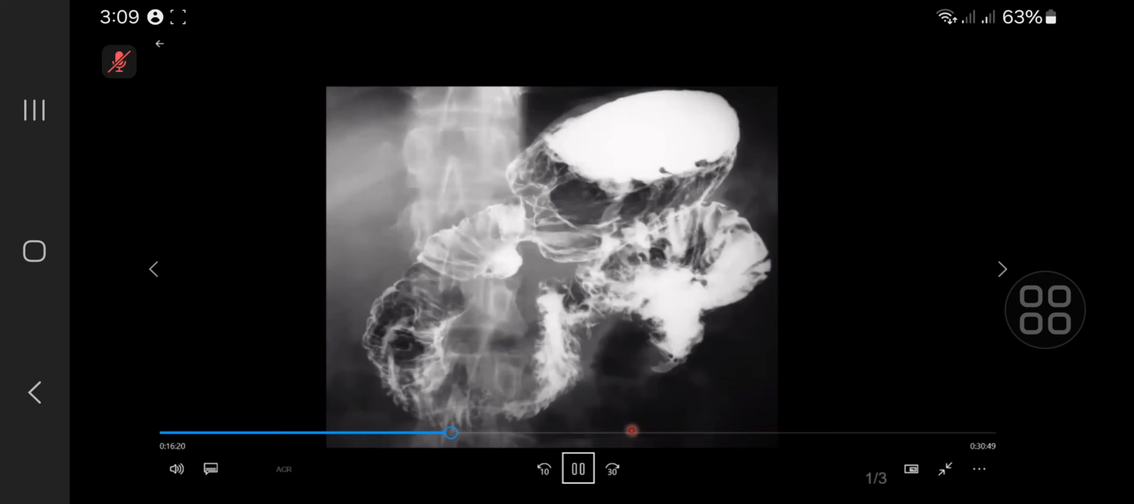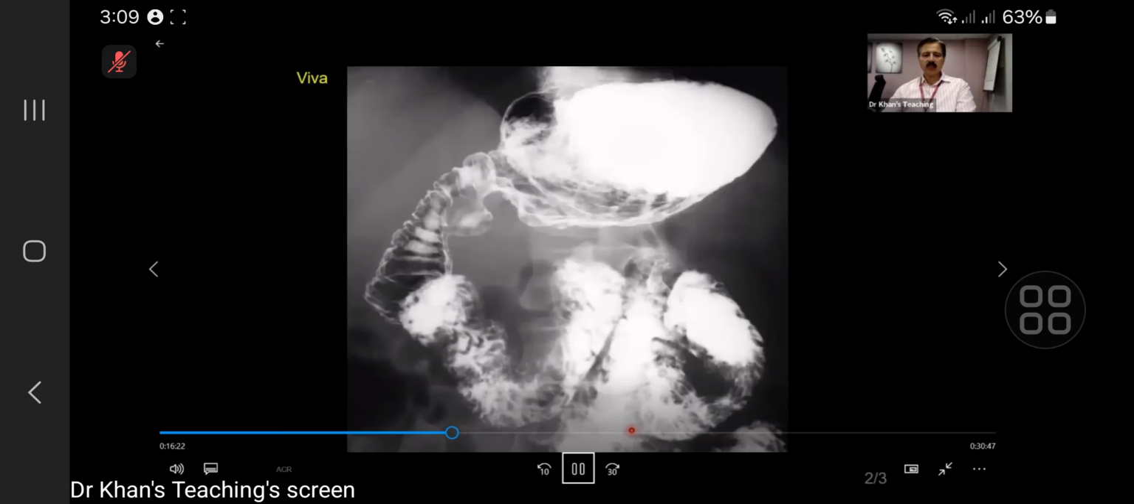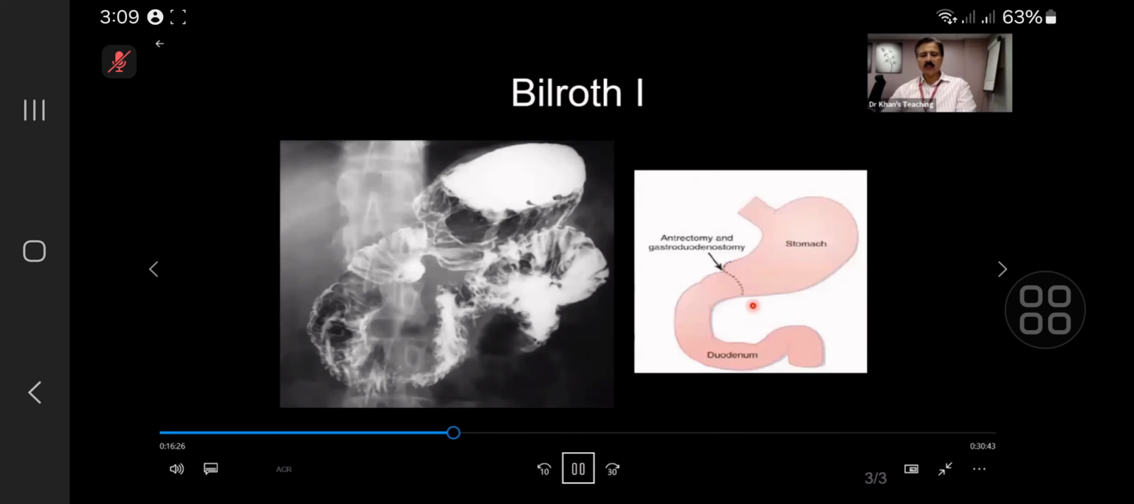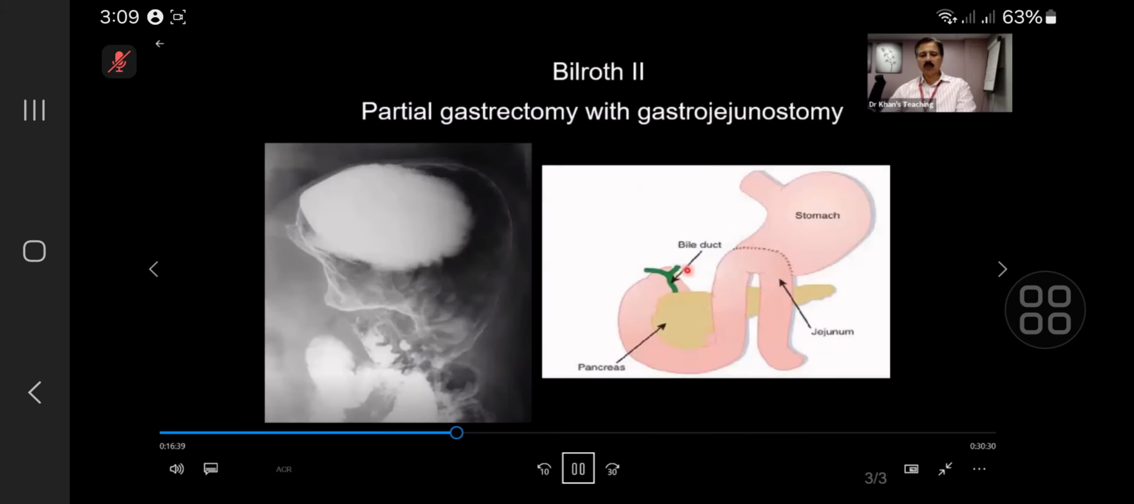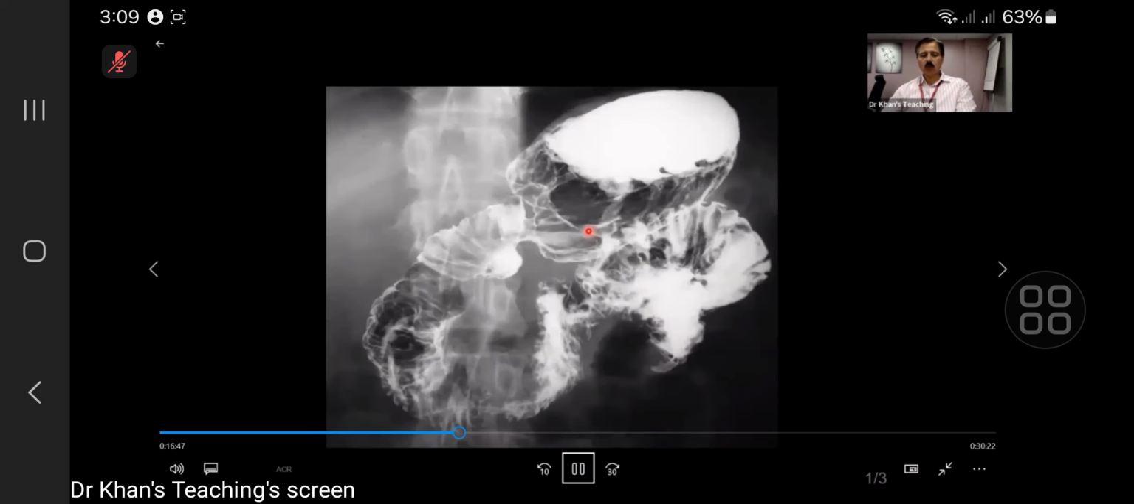Antrectomy? Excellent. And this is known as, if you see another view here, this is known as Billroth 1. Here what happens is that they remove the antrum, but anastomosis is between the rest of the stomach and the duodenum. In the previous one, there was no anastomosis. It was a blind end. And this was Billroth 2 operation. This one is Billroth 1.